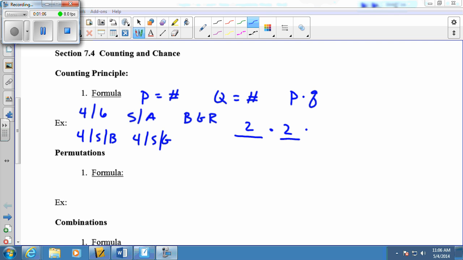And lastly, there are 3 colors in which I could choose from. So all we do is multiply those. So in all, I would have had 12 different cars that I could have picked that would have come from the 4-cylinder, the automatic, and the color.